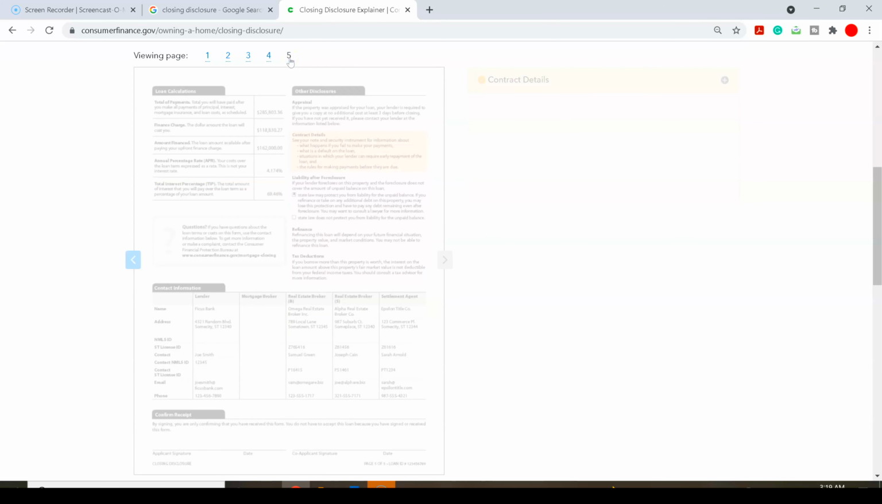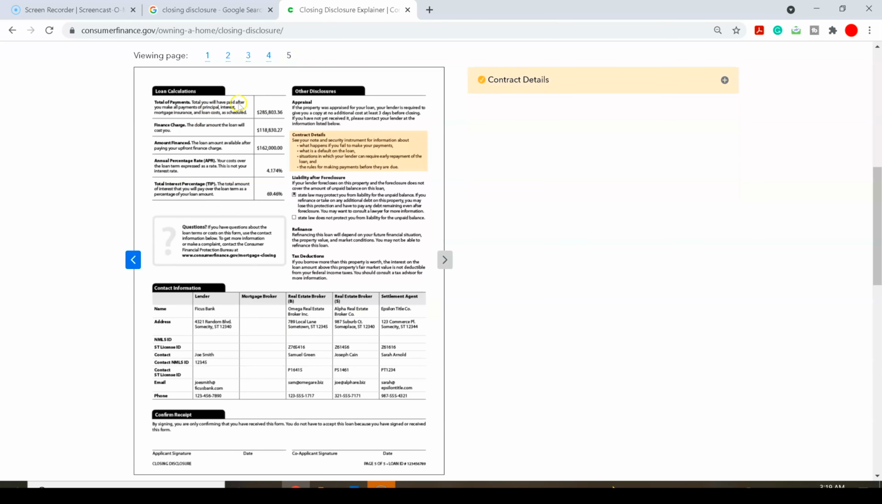Okay, loan calculations is going to break down the total amount of your payments altogether. This includes your principal and your interest. So it is kind of sad to see because you're paying almost half in interest, but it's just kind of the name of the game with a mortgage. That's why it's important to term down.